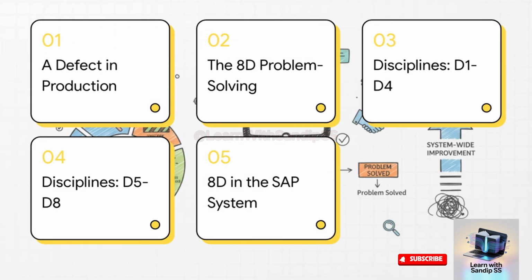So here's how we'll break it all down. We're going to start with a pretty common scenario, a defect on the shop floor. Then we'll get into what the 8D process is all about. We'll walk through all 8 of its disciplines, step by step, and then we'll wrap up by looking at the exact SAP apps that make this whole thing happen.